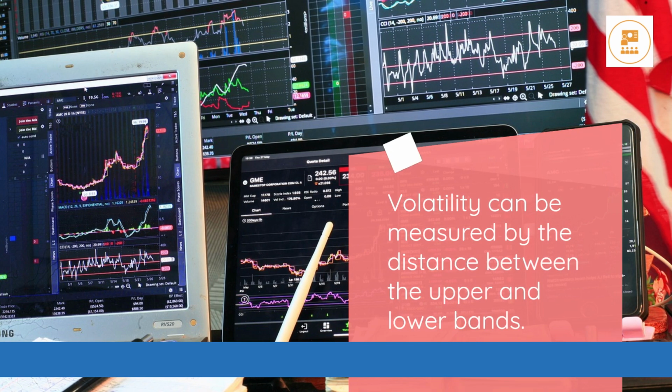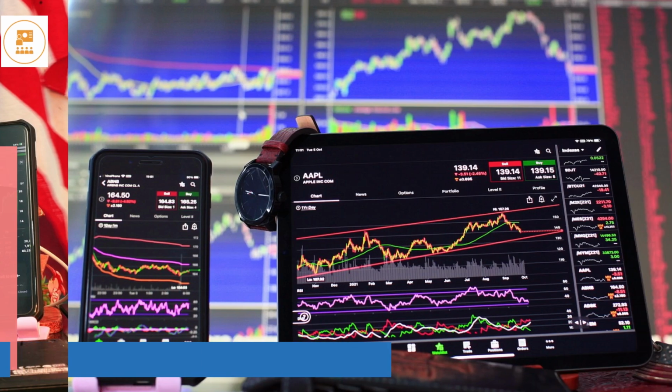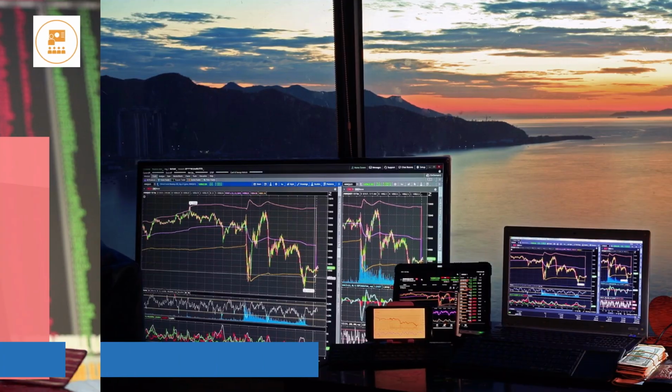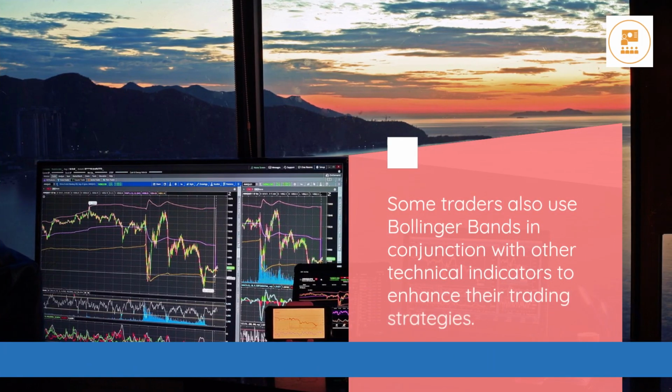Volatility can be measured by the distance between the upper and lower bands. The wider the gap, the higher the volatility, while a narrow gap indicates lower volatility. Some traders also use Bollinger Bands in conjunction with other technical indicators to enhance their trading strategies.